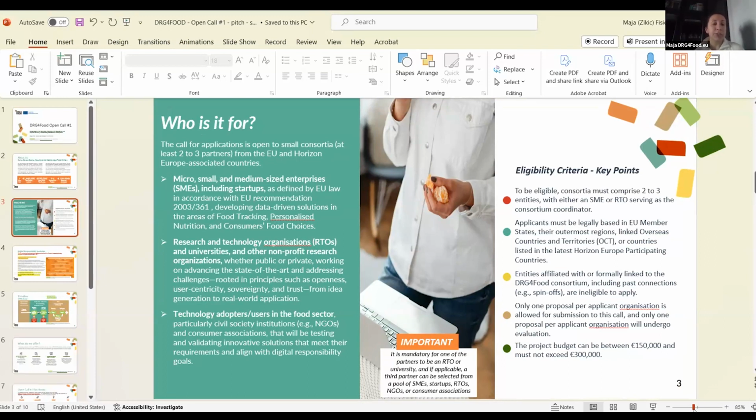And there are no restrictions in terms of number of countries, so all partners can be from the same country, as long as you demonstrate in your applications that you can achieve a wider impact and you can prove that you can quickly scale up to other European markets. Only one proposal per applicant is allowed, and of course, please keep in mind the budget for your applications needs to be in the range of 150,000 to 300,000 euros. Next slide.